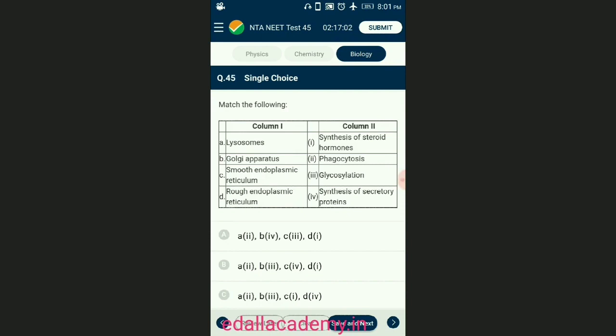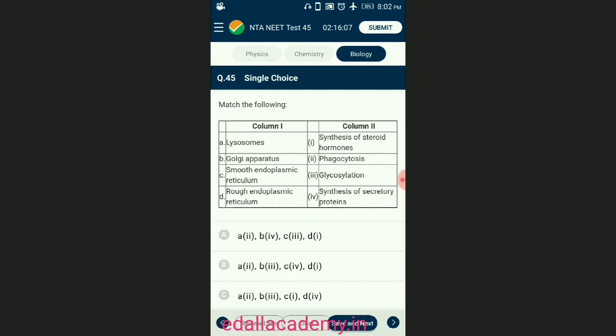Question number 45. Match the following. Lysosomes: phagocytosis, the process by which a cell, often a phagocyte or protist, engulfs a solid particle to form an internal vesicle known as a phagosome. Golgi apparatus: glycosylation, the formation of glycoside. Smooth endoplasmic reticulum: synthesis of steroid hormones, for example glucocorticoids, mineralocorticoids, androgens, estrogen and progesterone. Rough endoplasmic reticulum: synthesis of secretory protein. A secretory protein is any protein, whether endocrine or exocrine, which is secreted by a cell. Secretory proteins include many hormones, enzymes, toxins and antimicrobial peptides.